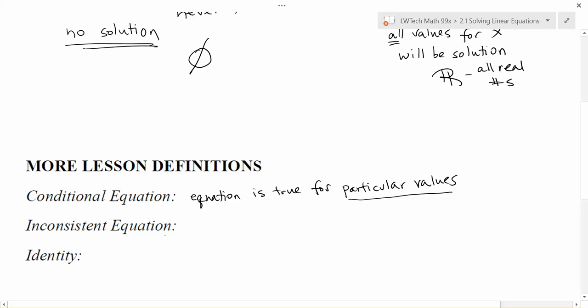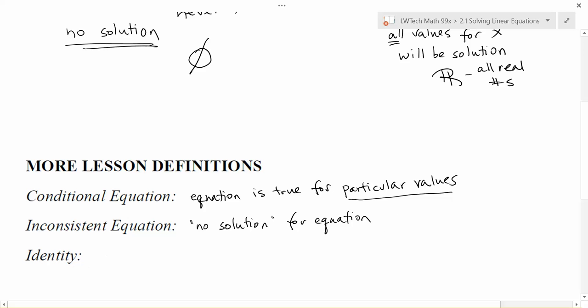In the case where we end up having our variables drop out and we end up with something false where there's no solution, we call that an inconsistent equation. This is our no solution case. There's no solution for the equation. There's something wrong with it. What we're left with when we try to solve, nothing will work. No answer will possibly work.